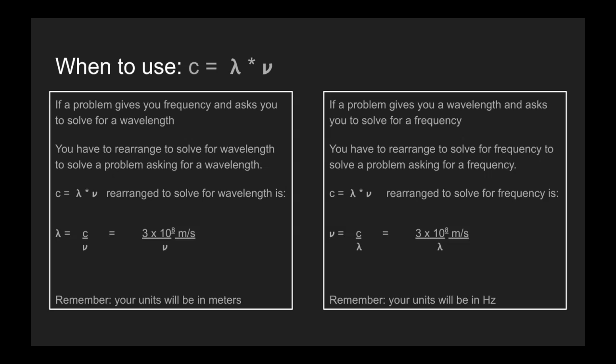In both cases, we're taking the speed of light and dividing by the quantity that they give us in the problem. And when we hit enter, it will spit out the other quantity. Remember, your units for frequency will be in hertz, and your units for wavelength will be in meters.